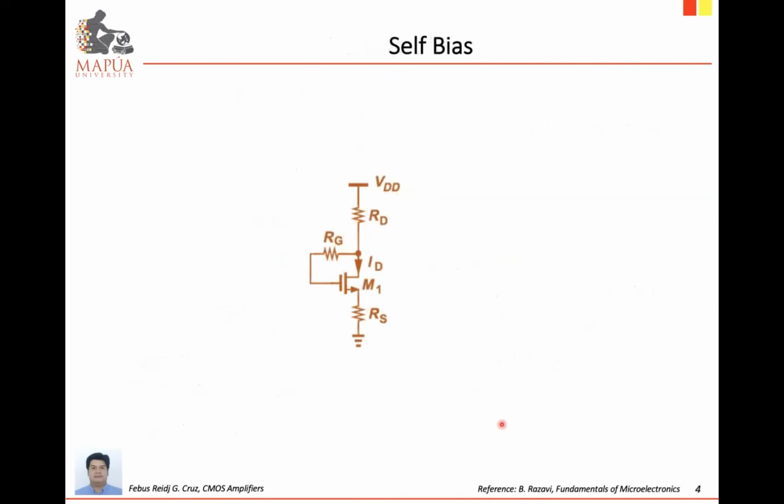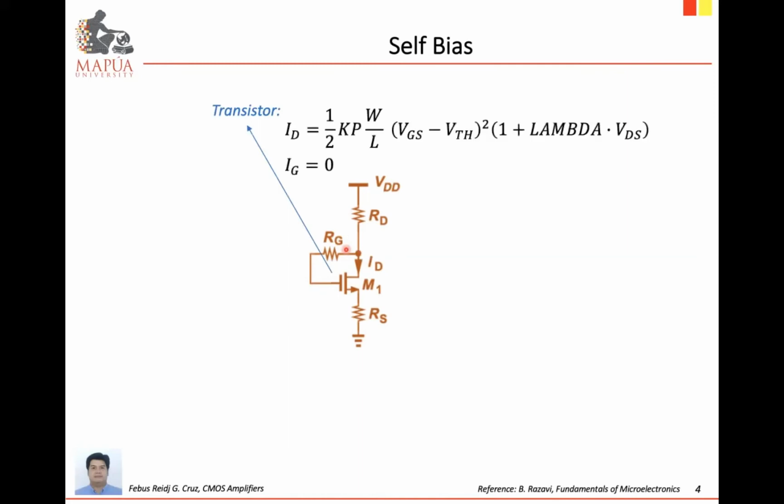Another example of a bias circuit for a MOS transistor is the self-bias. We can see that the gate terminal is not directly connected to the power supply, but instead it is connected within the circuit. So the bias voltage on the input gate will be coming from the circuit itself. That is why we call it the self-bias circuit. Again, to analyze, we can use the transistor equations, IG equals 0 and the saturation current equation.